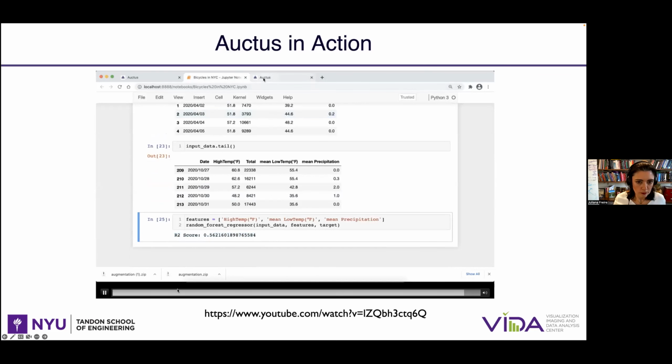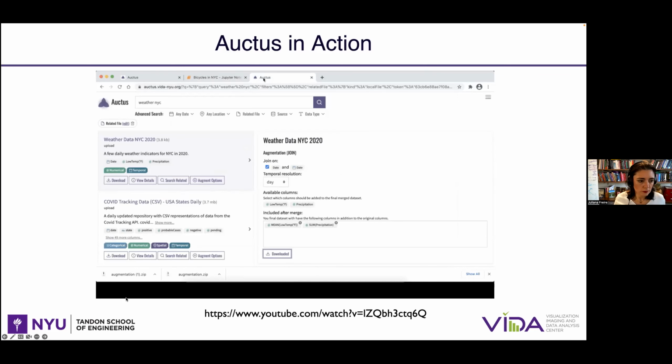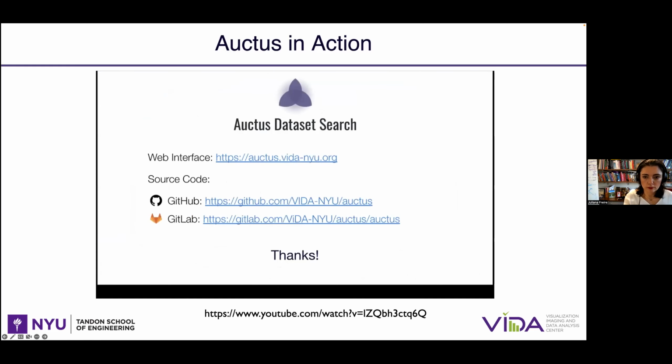Auctus allows users to filter results by data type or source. We also provide a Python API and an HTTP API to access the search engine. For more information about Auctus, check our GitLab or GitHub repositories.